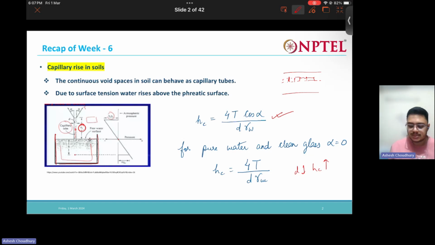You can see here for pure water and glass, alpha is actually 0. So you can write 4T by d gamma w.